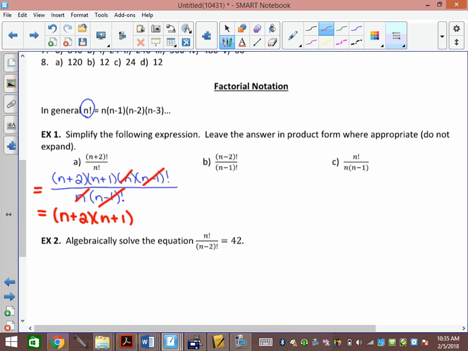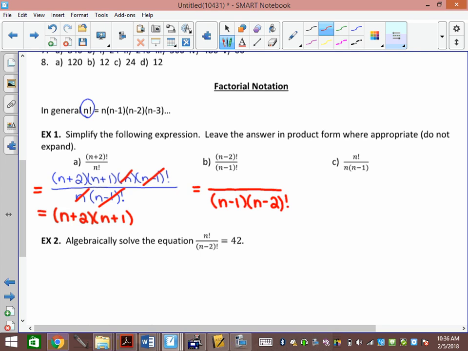B, which one is bigger? N minus 1 factorial or n minus 2 factorial? N minus 1 is bigger, because then you do one less, that gets you to n minus 2, right? So we're going to expand the bottom. On the bottom, it's going to equal n minus 1, and 1 less than that is n minus 2 factorial.